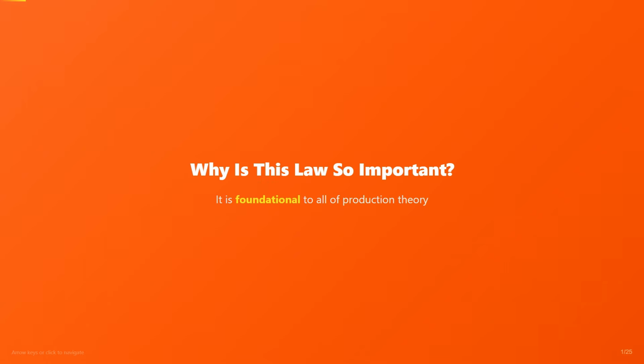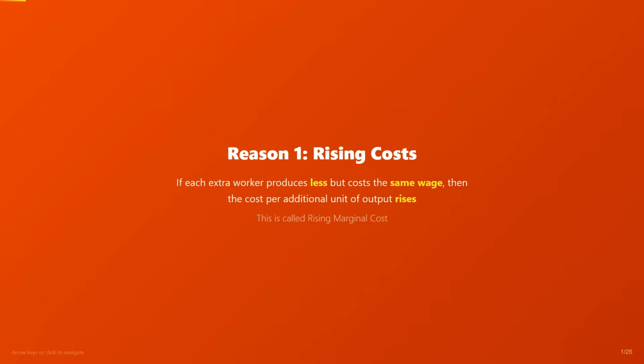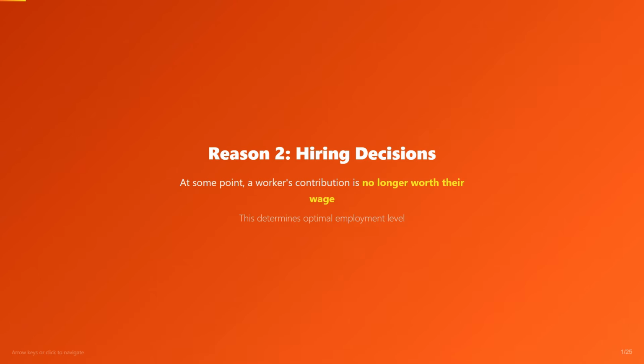Why is this law so important? The law of diminishing marginal returns is fundamental in economics, and without it, almost nothing in production theory can be understood. Here are some reasons why it's so central. First, it explains why production costs rise. If each additional worker produces less but costs the same wage, then the cost of producing each additional unit goes up. This is called rising marginal cost, and we'll learn more about it later when we discuss the supply curve.